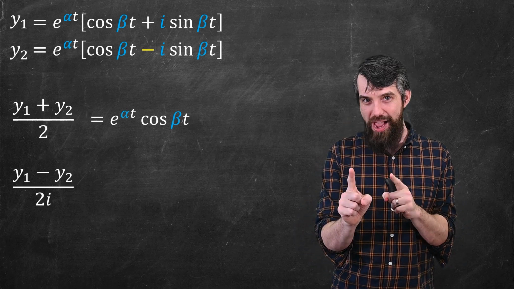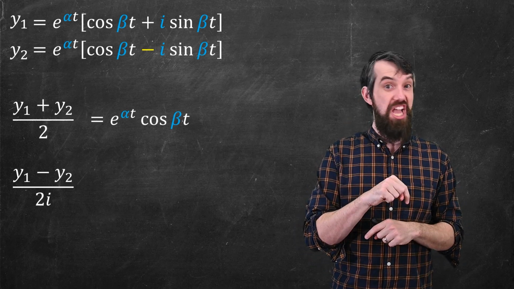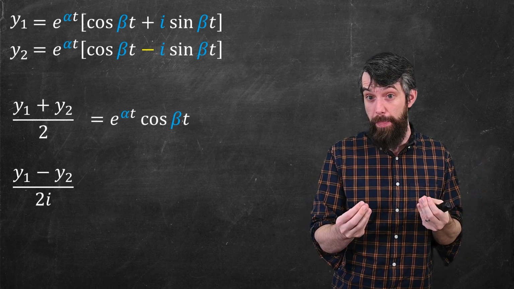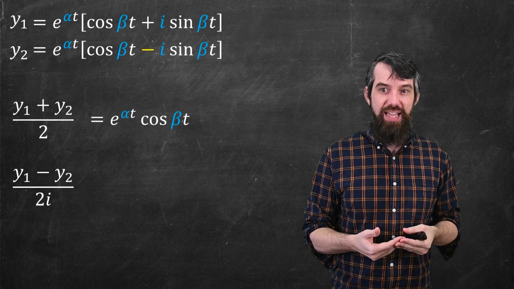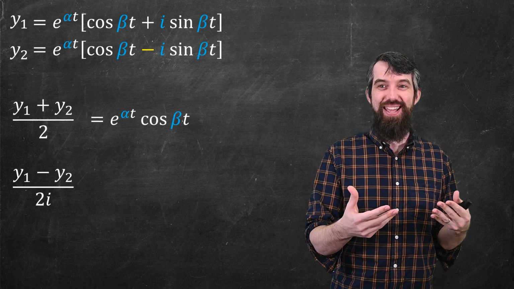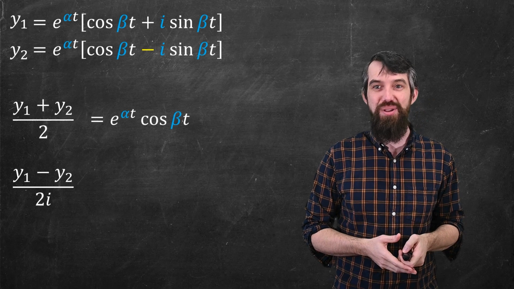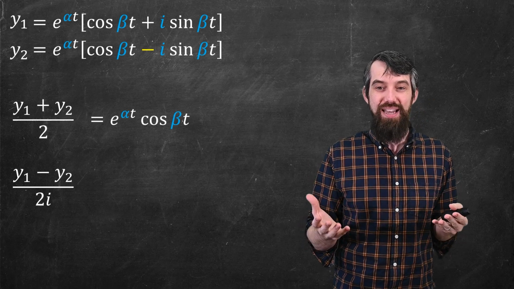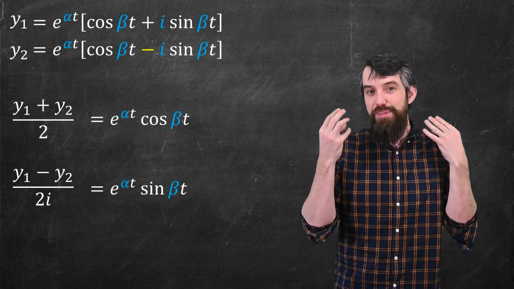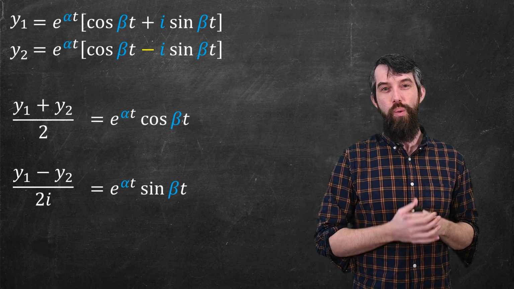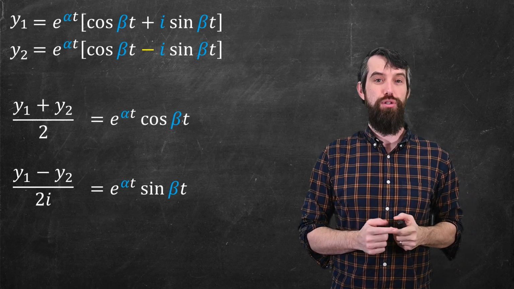y1 minus y2 divided by 2i. Again, a linear combination of solutions. It has to be a solution. Well, in this case, now the cosines are going to cancel. The sines are getting multiplied by 2. But you divide by the 2i and you get rid of the i and you get rid of the 2. And what do you get? e to the alpha t times sine of beta t. Another real solution.